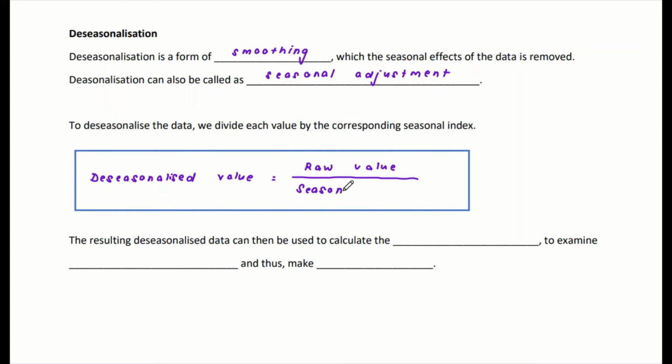So this is why you need to learn how to calculate seasonal index first before we move on to deseasonalization. This is the only thing that we will use today. After we deseasonalize the data, we are going to use it so that we can calculate the regression equation. This part, we're going back to our first chapter, which we learned in Unit 3.1 bivariate data analysis. So you are going to do something pretty similar. The resulting data can be used to calculate the regression model, or the regression equation.